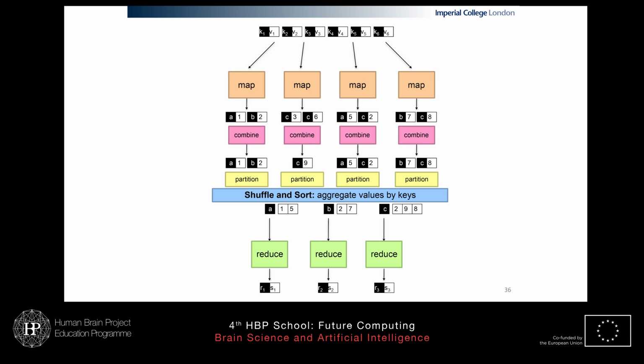That reduces a bit the network traffic, right? Here we have 6 key value pairs. Won't make a difference here, but if you have hundreds of thousands, millions or billions of key value pairs, then an idea like a combiner will make a difference, right? Instead of C3 and C6, this will send it on as C9. And then it will combine it at the reducer.